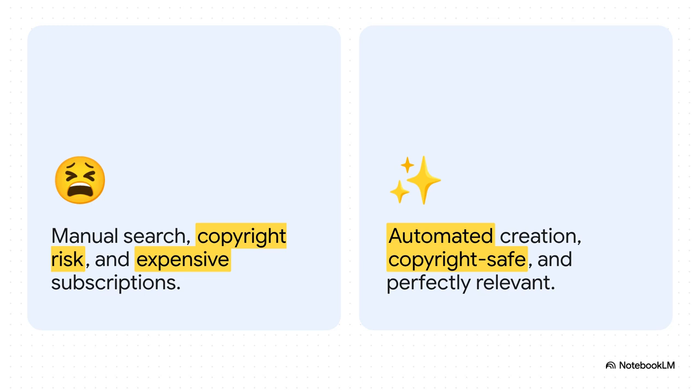The old way was just a nightmare. You'd search forever, worry constantly about getting a copyright strike, pay a fortune for subscriptions, and for what? Some generic photo that 100 other blogs are already using? But this new way, it's the exact opposite. Images are created automatically. They're perfectly relevant to your topic. They're totally copyright safe, and they cost pennies. It's not even a fair fight.